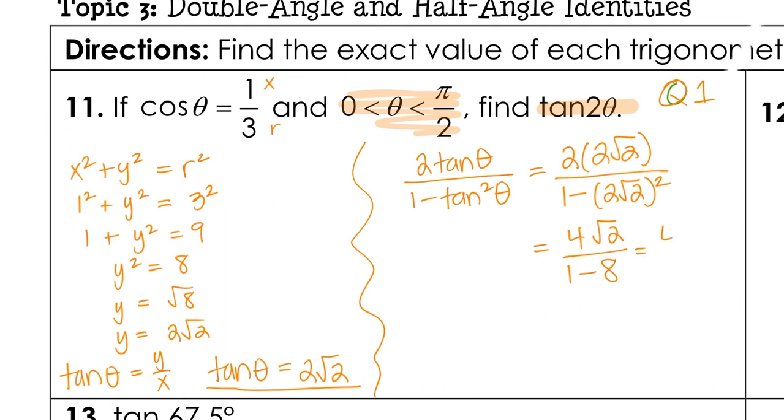So that's 4 square root of 2 over negative 7. I don't think anything can simplify. The only thing that's weird is that negative sign. So this is our final answer. Tangent of that double angle is negative 4 square root of 2 over 7. It just looks better when the negative's out front.